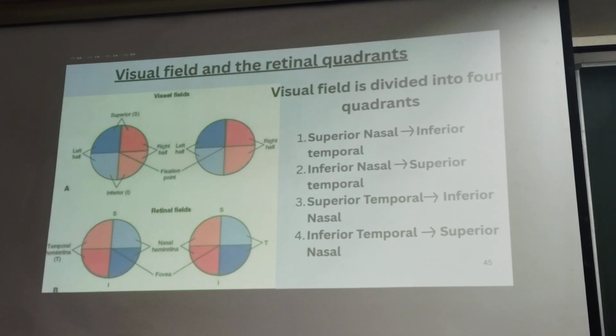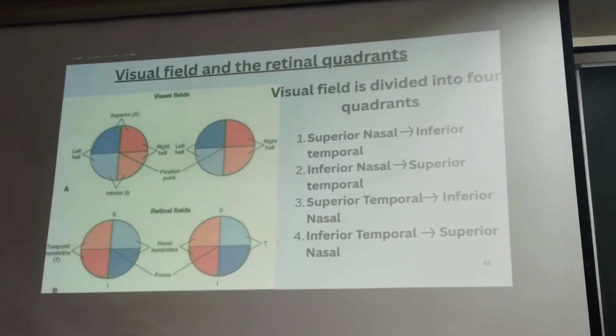Now first we will name the quadrants. This particular quadrant is located on the nasal side as well as on the superior, so this is your superior nasal quadrant. Further, this one will be your inferior nasal because it is located on the nasal side as well as on the inferior aspect. The same goes on this side: on the superior one, on the temporal side, the superior temporal, and this one will be your inferior temporal.